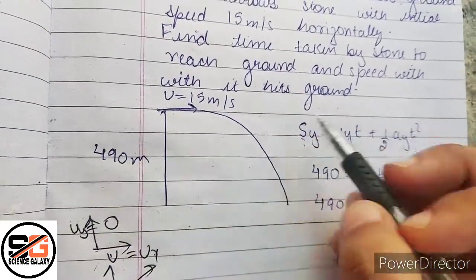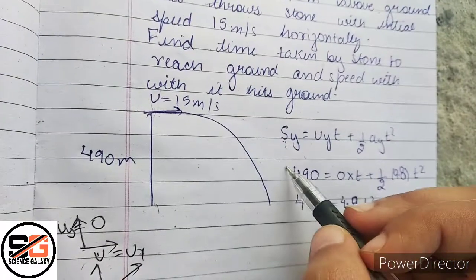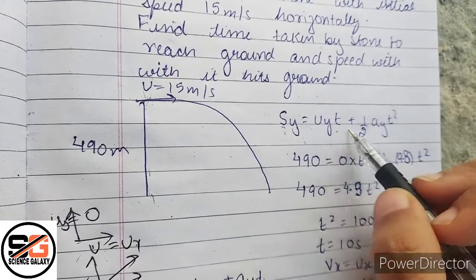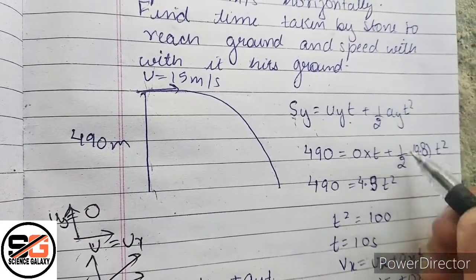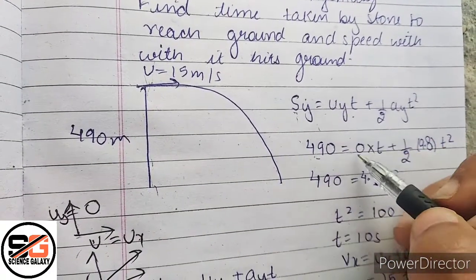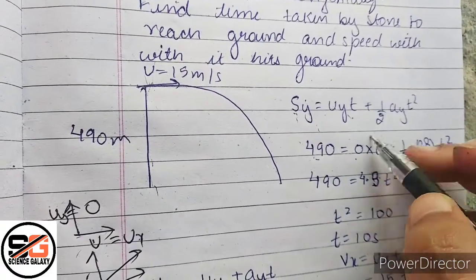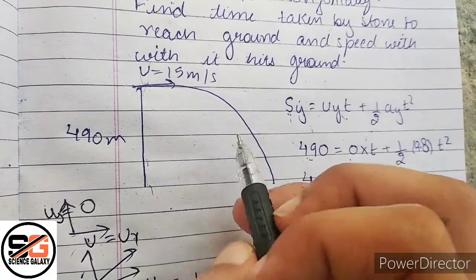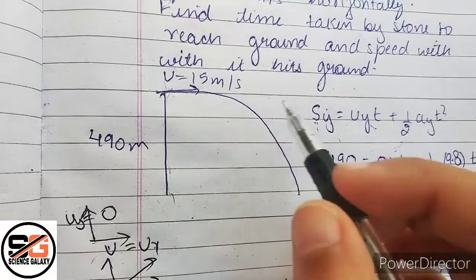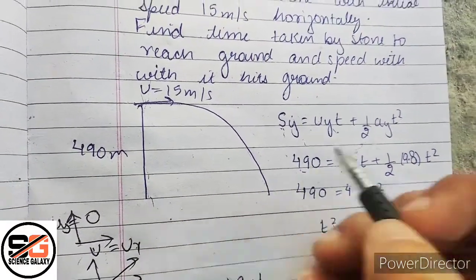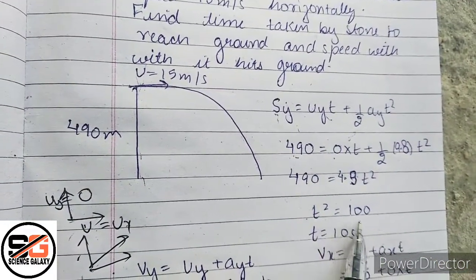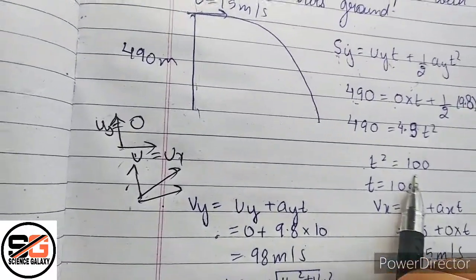So Sy, meaning displacement in the vertical direction, is equal to uy into t plus half ay t square. What is Sy? Sy is 490. What is uy? Uy is 0 into t plus what is ay? Ay is 10 or 9.8. To be more accurate, acceleration is 9.8 into t square. From this equation, we could easily find out t, which would come out to be 10 seconds.